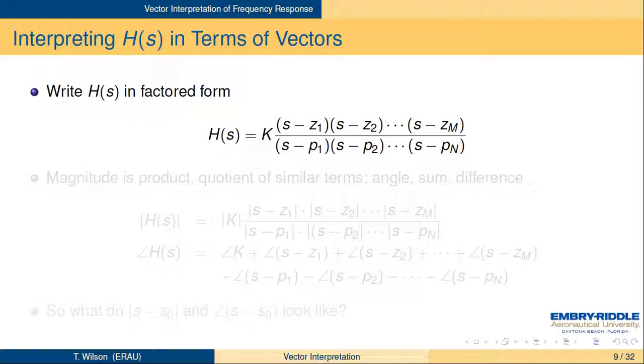So how do we get there? We start by writing the transfer function in factored form. We pull out a scale factor K and then have our n poles as s minus pole location 1.